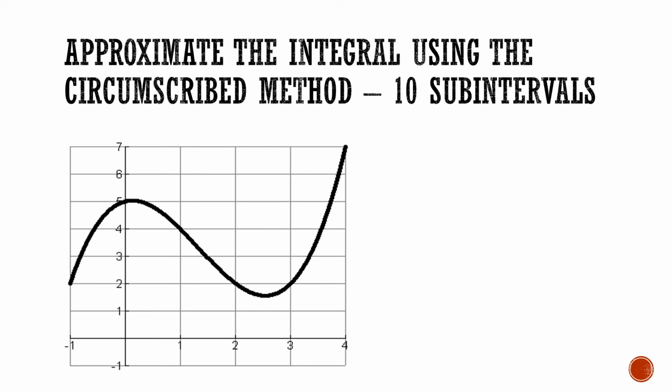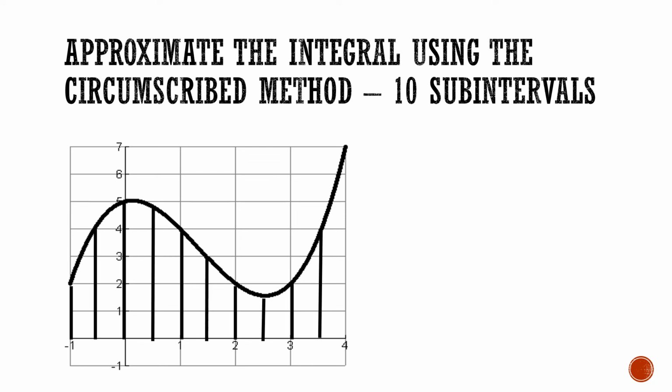All right, so this time I'm going to get a little fancier. I'm going to do 10 subintervals just to show you that when you do more subintervals, you have a more accurate answer. All right, so I'm breaking this thing into 10 subintervals. And again, I want even subintervals, so since I was going from -1 to 4, I had to get an interval every 1/2. All right, so for the circumscribed method, I'm going to pick the highest point in the interval.